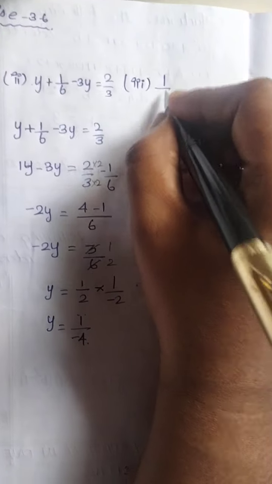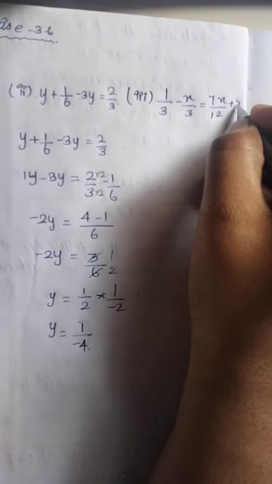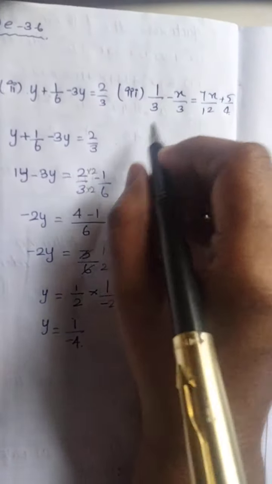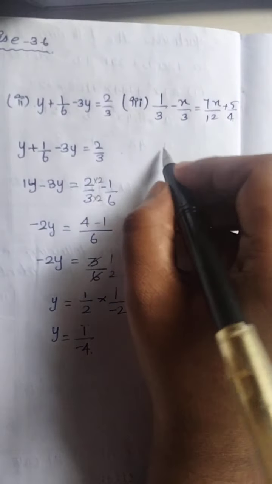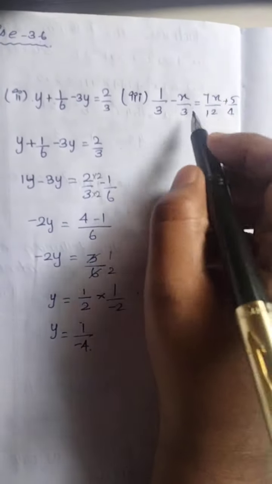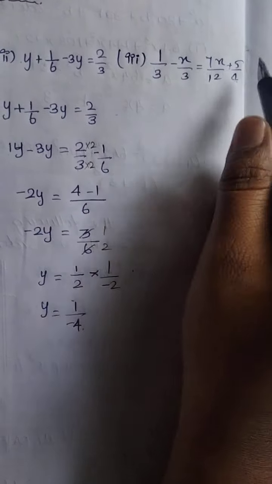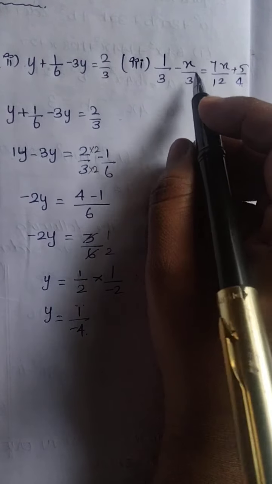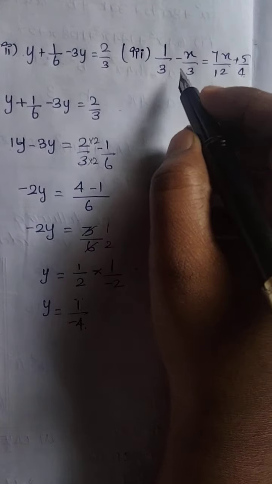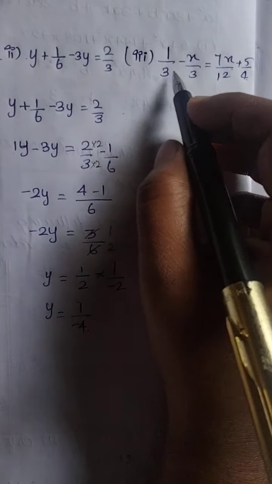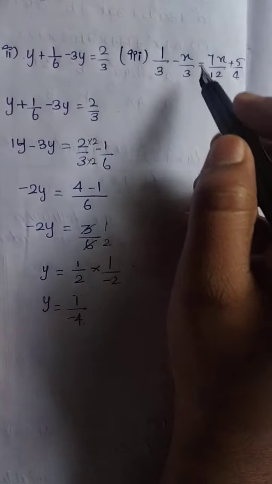See, listen. 1/3 − x/3 is equal to 7x/12 + 5/4. From this sum, we can say that we have to calculate x, right? Now we are going to keep x as the like terms. Like terms we should move to the right hand side, or otherwise we can move 7x/12 to the left hand side. Better we get the numerical values on one side and the variables on the other side.